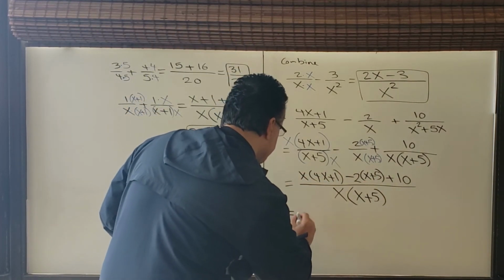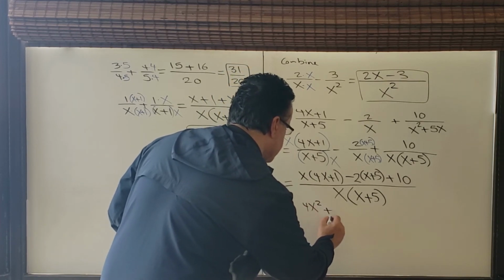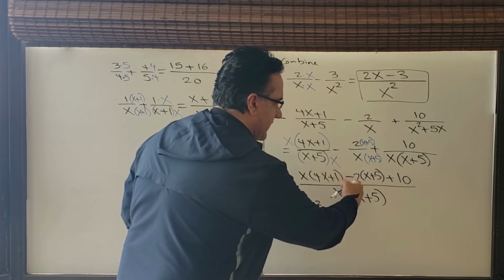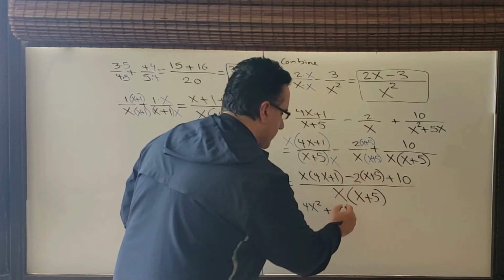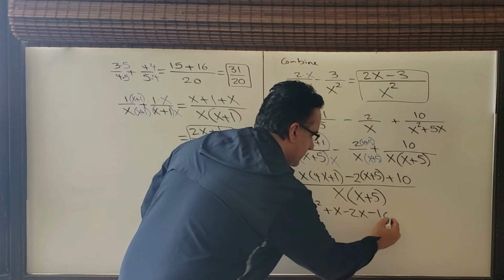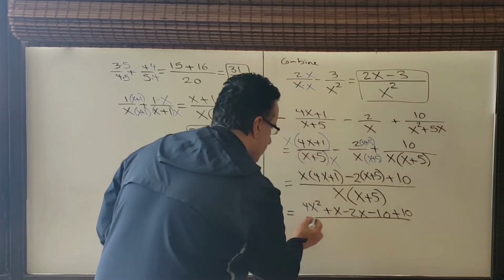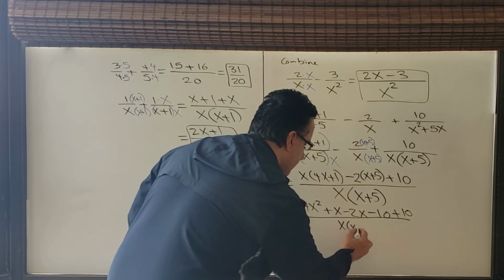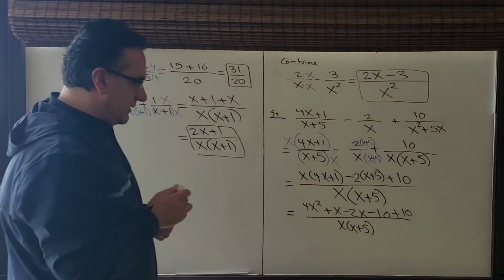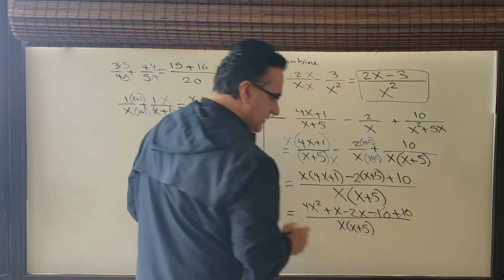So we're going to get 4x squared plus x. Now we're going to have to distribute the negative 2, so be careful when you multiply the negative. So you're going to get negative 2x minus 10, and then plus 10 over x times x plus 5. Okay, now we have a little bit of simplifying we can do here. Notice these negative 10 and that positive 10 are going to cancel out.